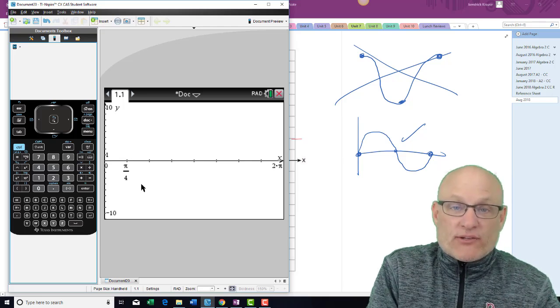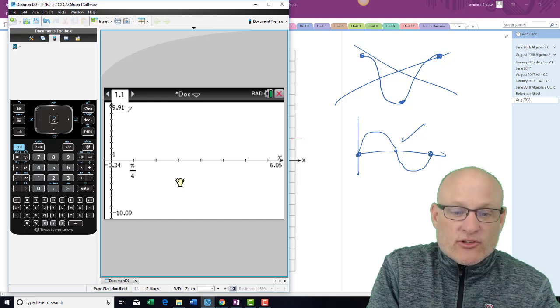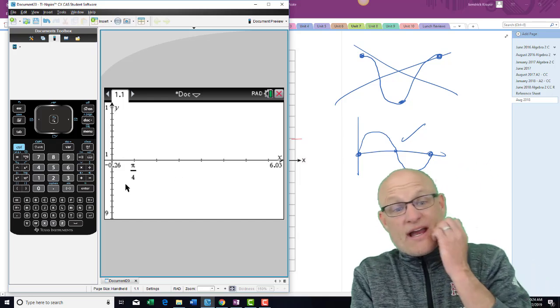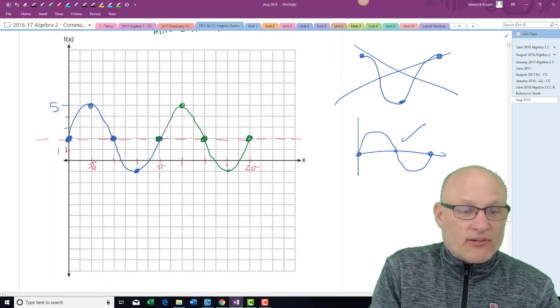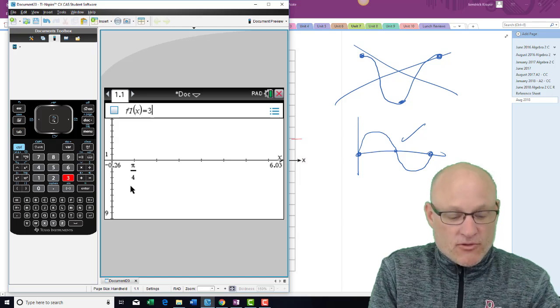Now, by the way, if you ever want to see the y-axis, if you just hover right here, click and hold, it turns into a little hand, and you move it just a little bit, you can see the x-axis or the y-axis, and that's kind of nice because now I see this y-axis. All right, now I'm going to press tab. I'm going to graph this thing.